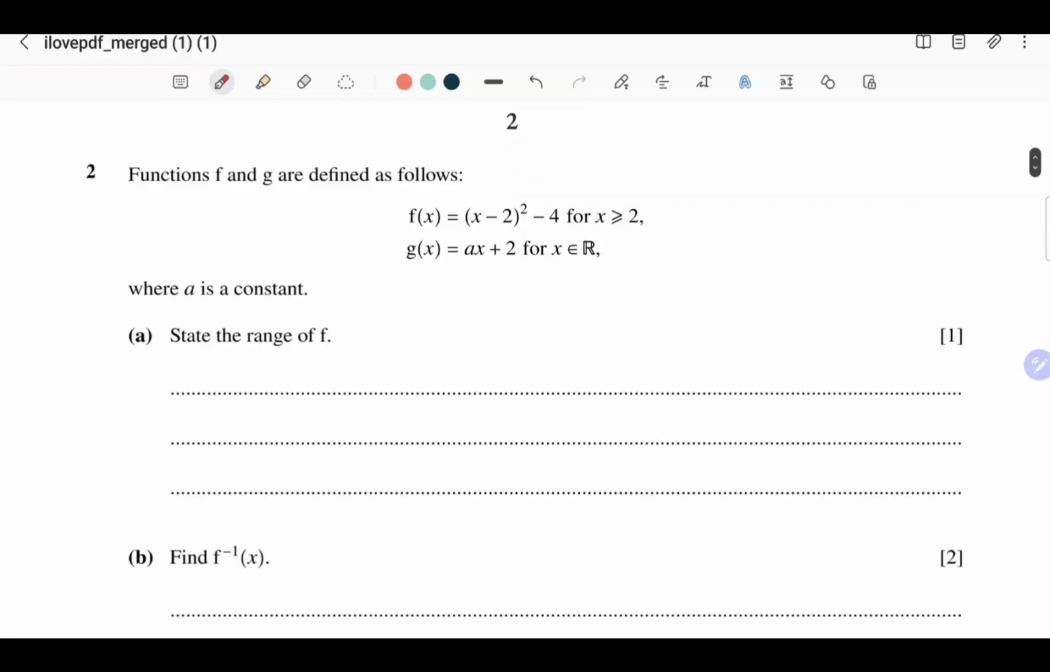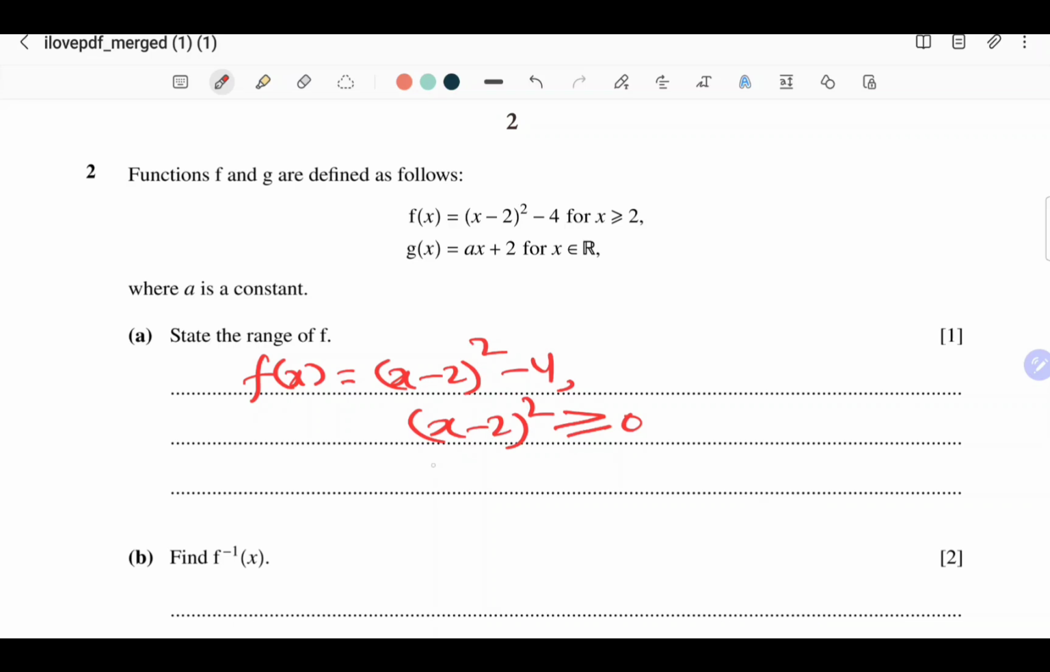In the question, functions f and g are defined like this. Let's take the range of f. So this is my f(x): (x minus 2) whole square minus 4, right? But we know that (x minus 2) whole square is always greater than or equal to 0, because it's a perfect square, and the square of anything is always greater than or equal to 0.